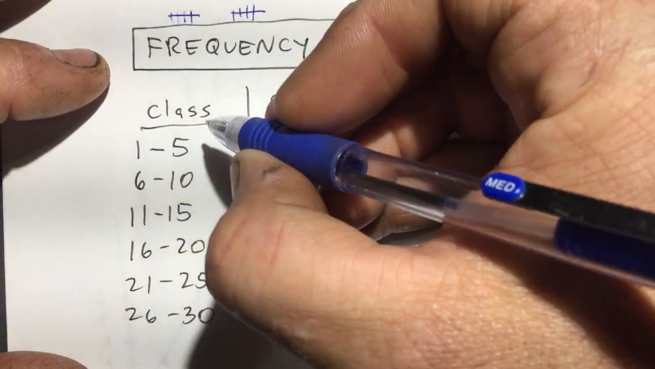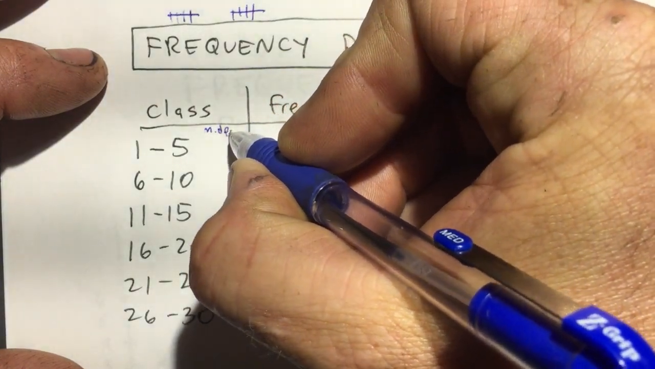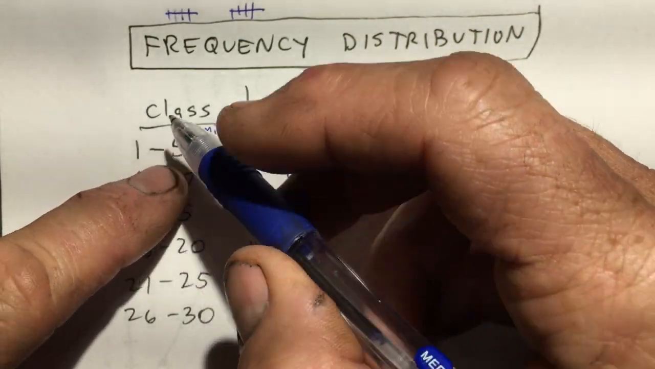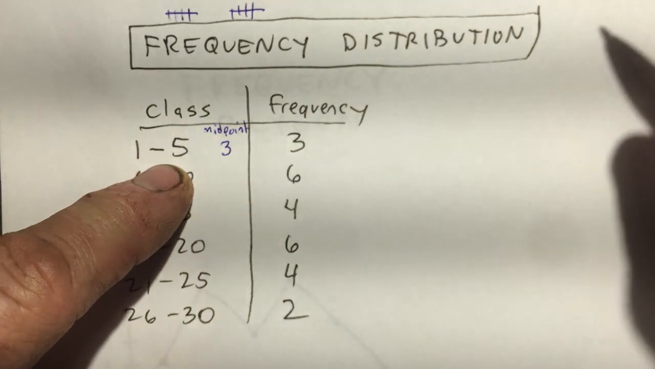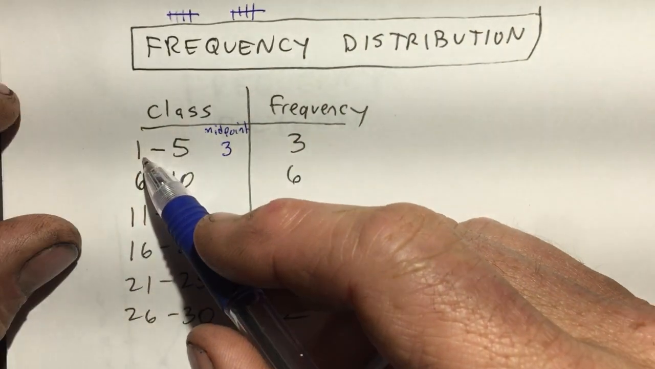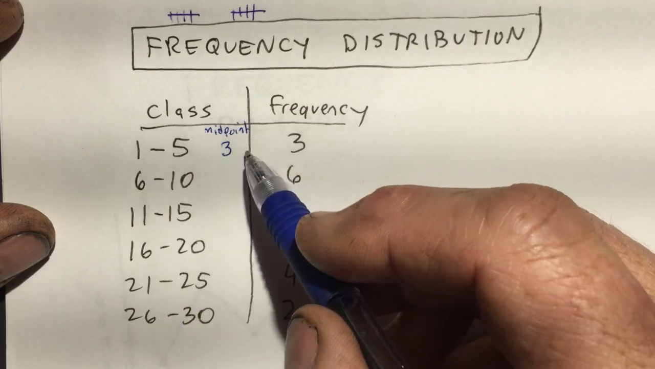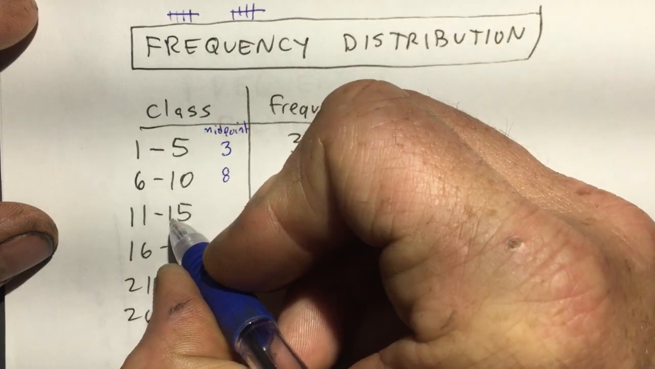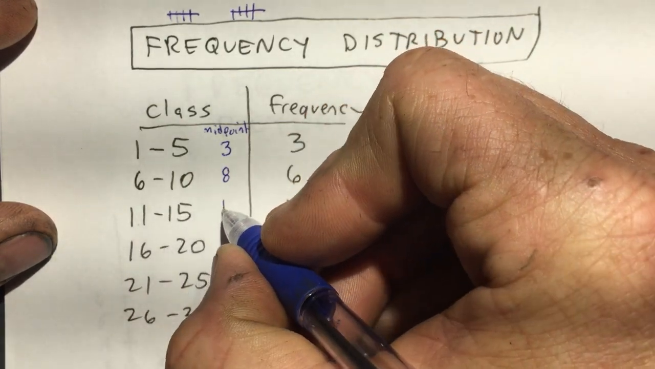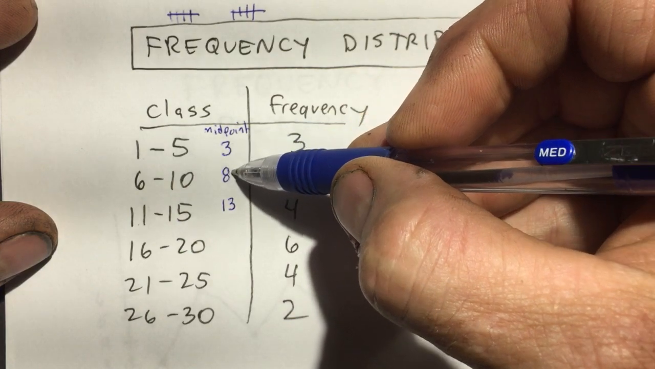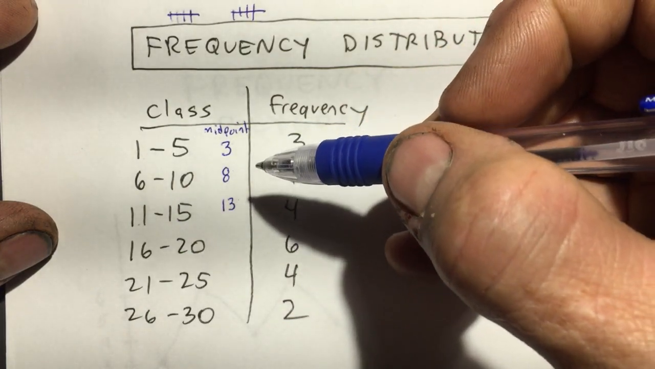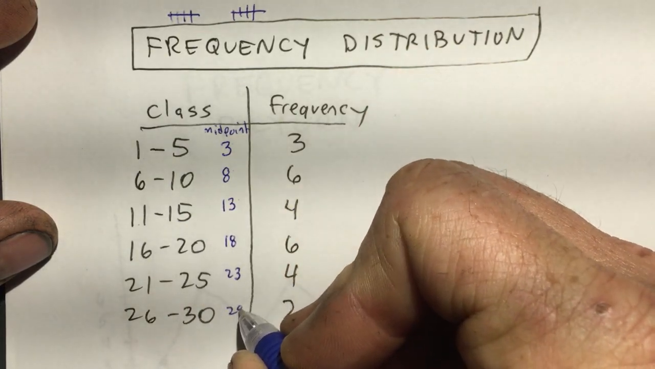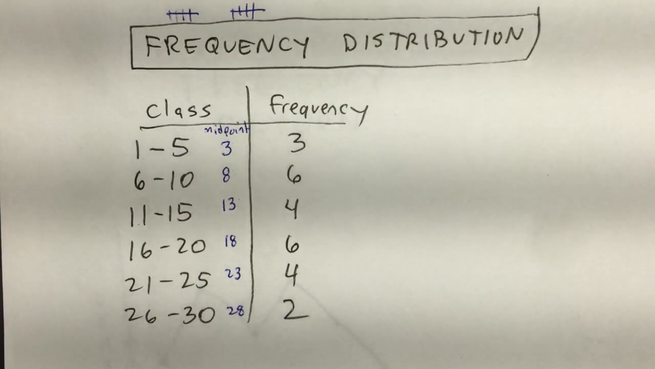Okay. Now you have what's called the midpoint. I'm just going to write the midpoint in here. The midpoint is the number that's in the middle of 1 and 5. Well, that's 3. An easy way to calculate that is 5 plus 1 is 6, divide by 2, you get 3. 10 plus 6 is 16, divide by 2 is 8. 15 plus 11 is 26, divided by 2 is 13. And if you notice, these all go up by 5, which is the class width. So if I add 5 there, that'd be 18, add 5, add 5. And those are my midpoints.